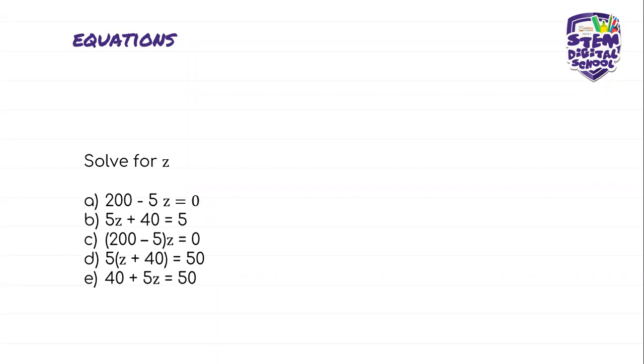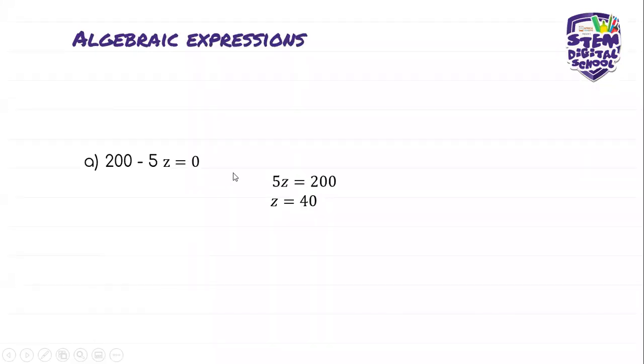So I fully agree with you. Very important. You will definitely get 40 because what you do, you just simply transpose. What I've done here, if you can check, initially I took negative 5z to the right-hand side, and then I just swapped, because 200 is equal to 5z. It's the same as saying 5z is equal to 200.